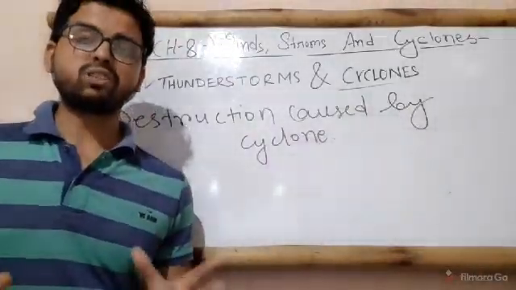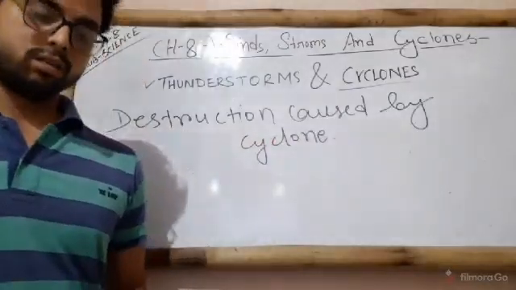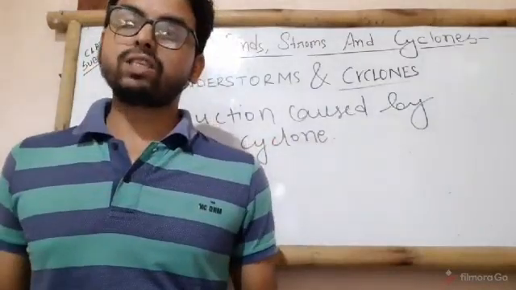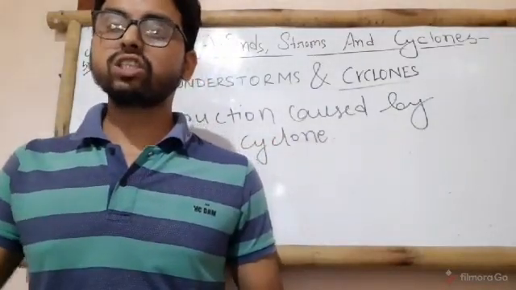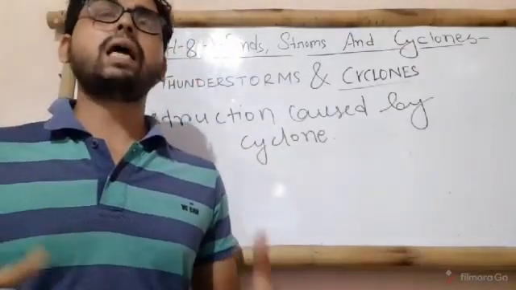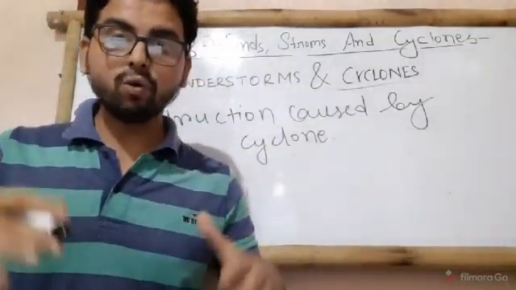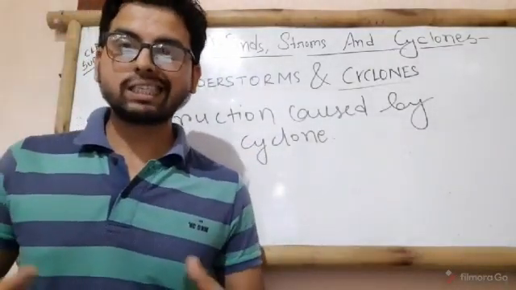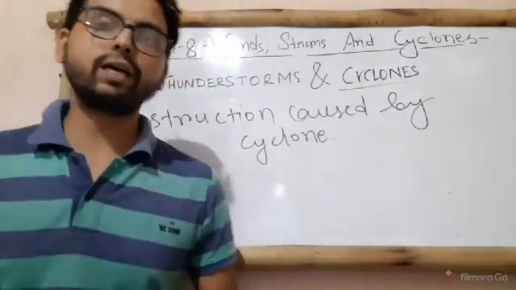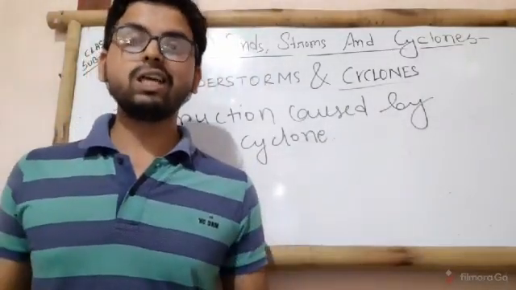Now I am going to discuss the destruction caused by cyclones. Basically, cyclones can result in extremely high waves in the sea or ocean because of low pressure. These waves can be 3 to 12 meters high. So when these high waves hit the shore, they result in the destruction of life and property to a great extent. The soil of the area also loses its fertility after a cyclone.